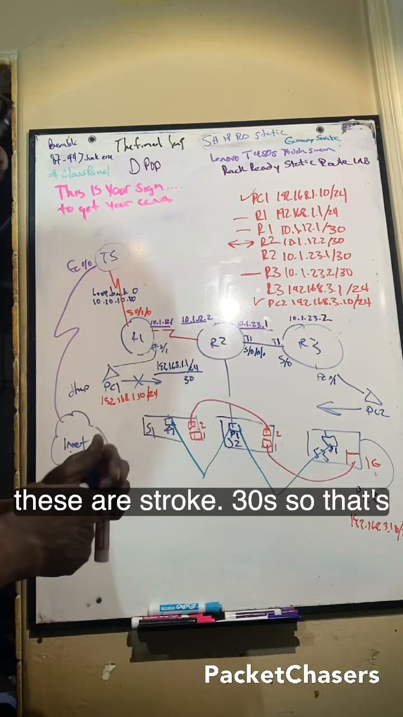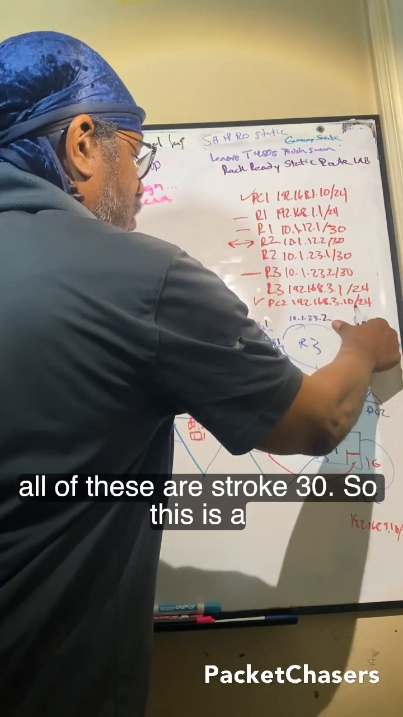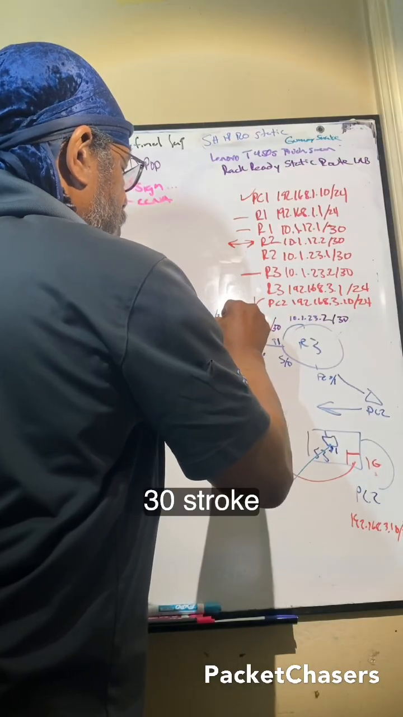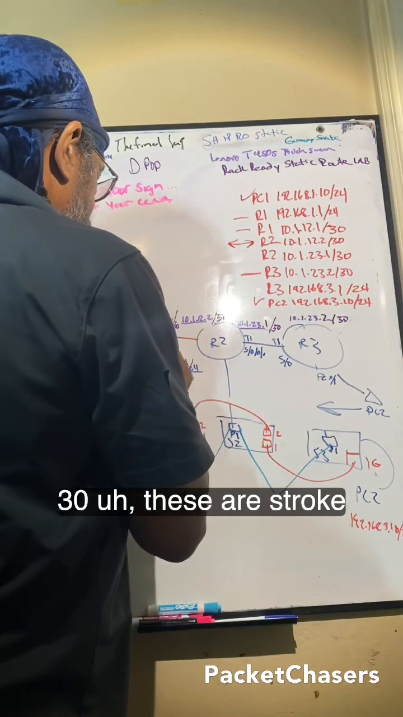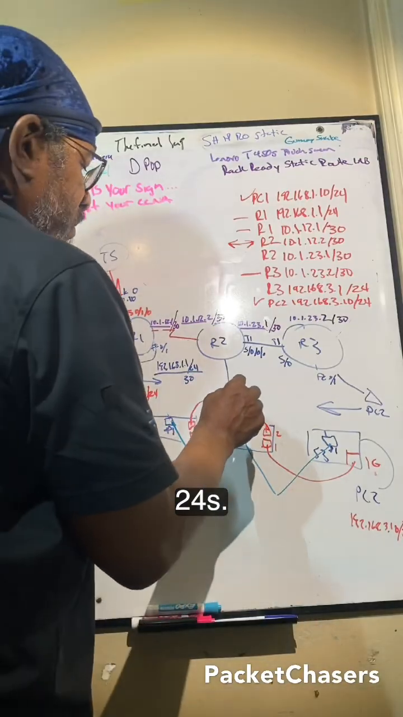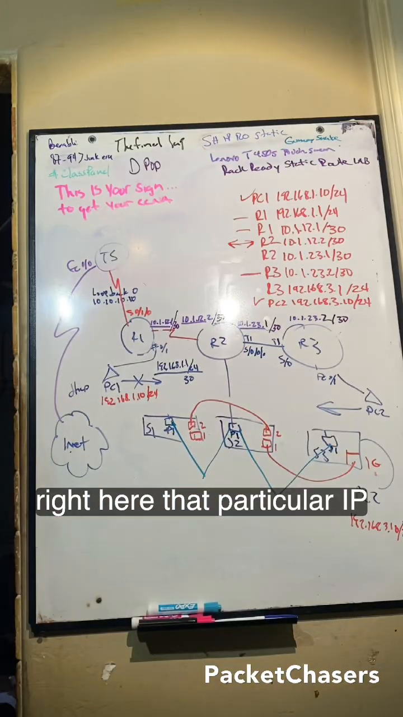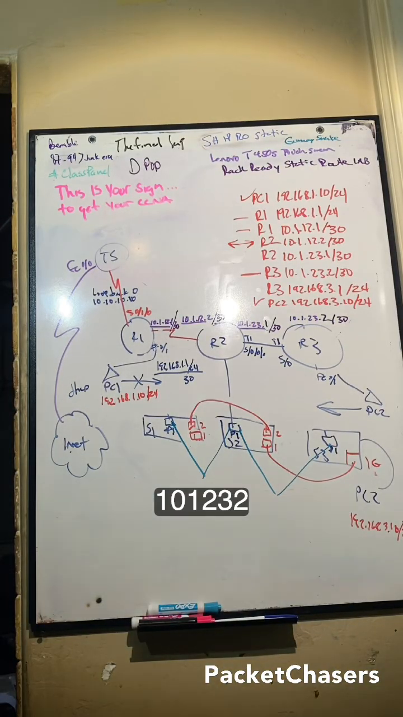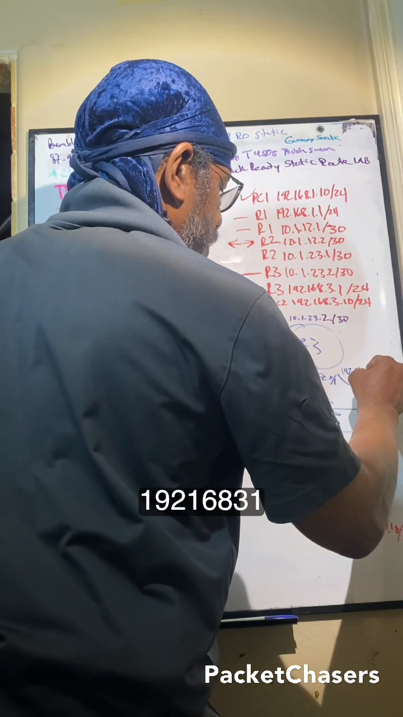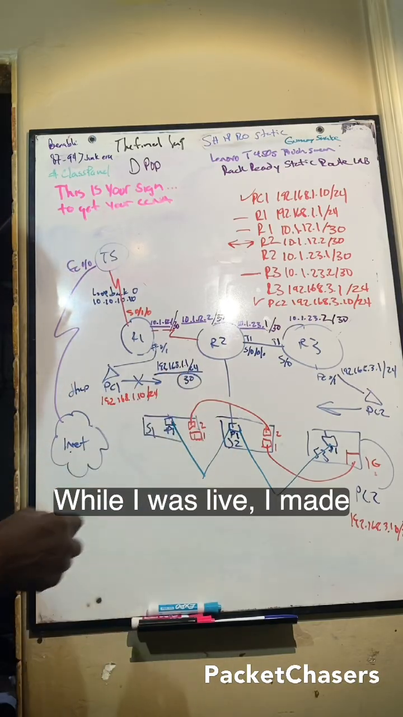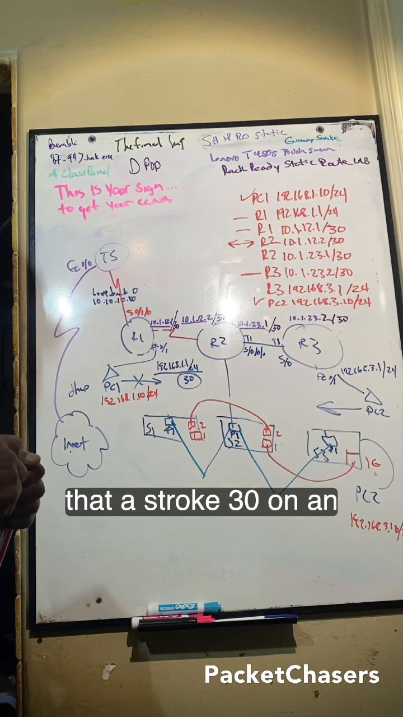On R3, 10.1.23.2. All of these links are /30s. These LAN interfaces are /24s. So right here, that particular IP address, 10.1.23.2, and then 192.168.3.1, which is a /24. While I was live, I made that a /30 by accident.